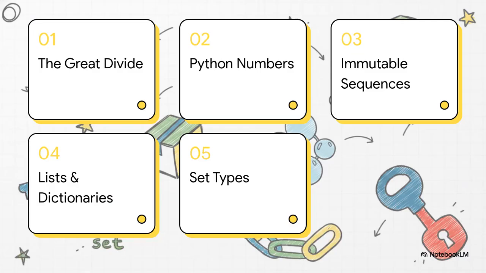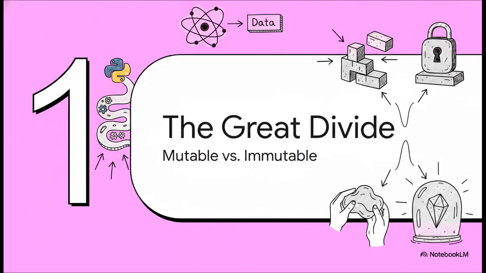So, let's quickly check out our map of the kingdom for today. We'll start with the great divide of mutability, meet the Python numbers, check in with immutable sequences, pay our respects to the royal family of lists and dictionaries, and finally, get to know the guards, the set types. Let's jump right in. Section 1.